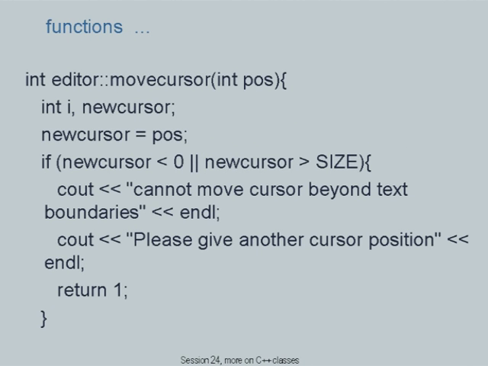Here is a move cursor command. Exactly the same code that we had used in our main program earlier. I have the position which has been given to me. I collect it in a local variable new cursor. I check whether the new cursor is less than 0 or new cursor is greater than size. That means somebody is asking me to go beyond the file boundaries or text boundaries. Then I say cannot move cursor beyond this, please give another cursor position, and end. And I return 1 here. And you will notice this also is defined as int so that I can examine the return value.